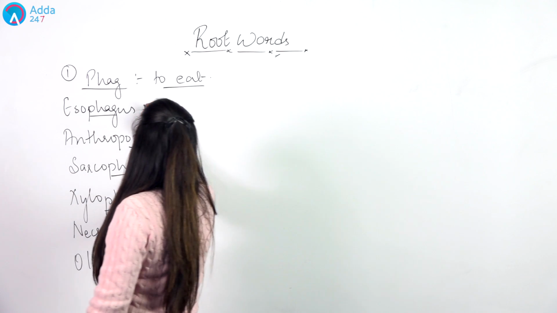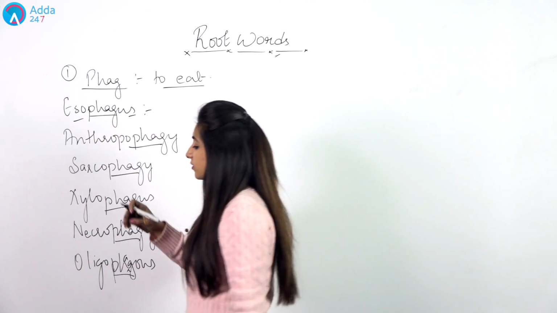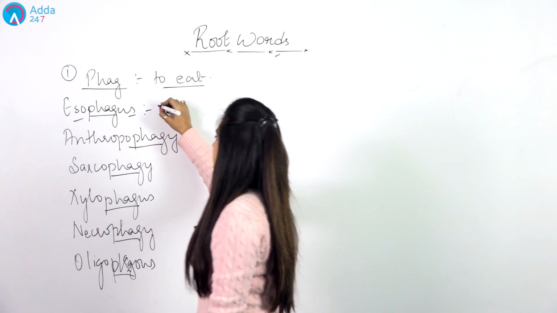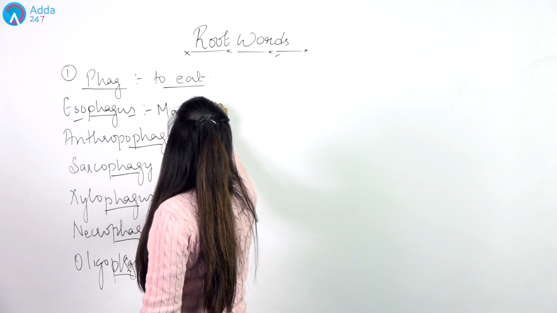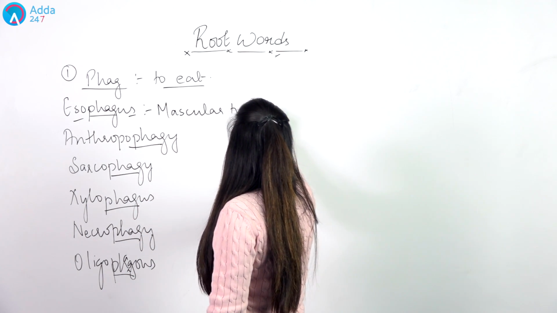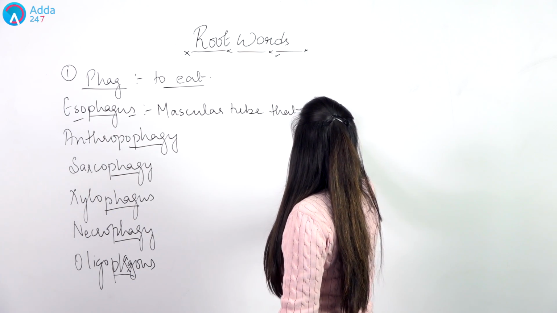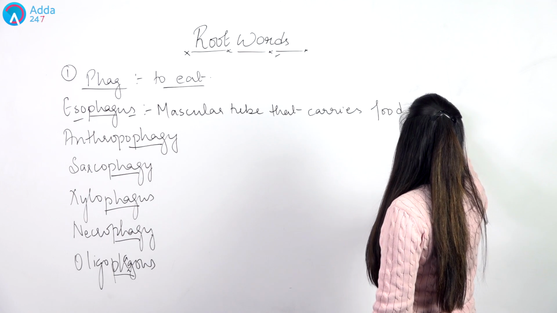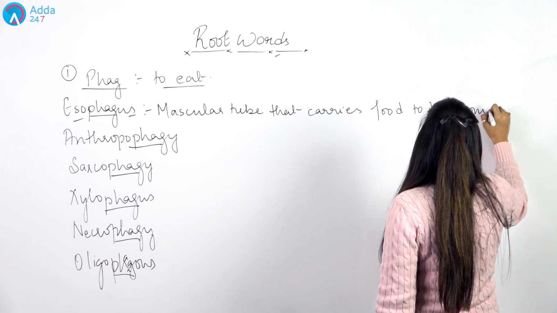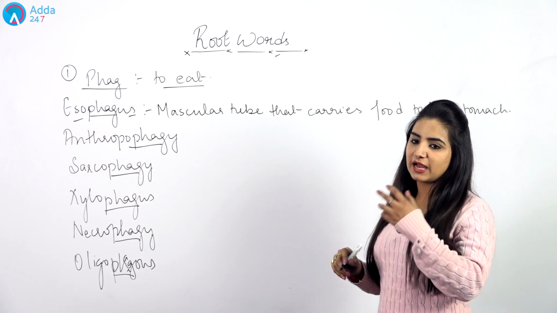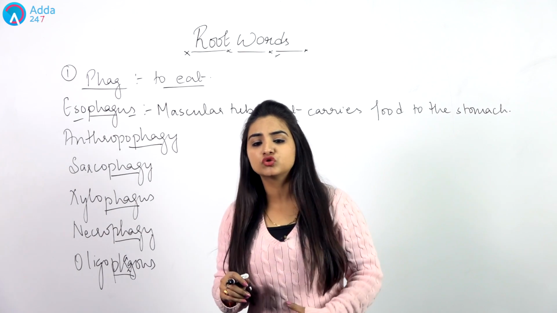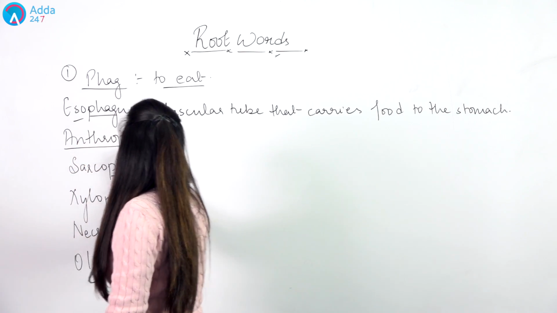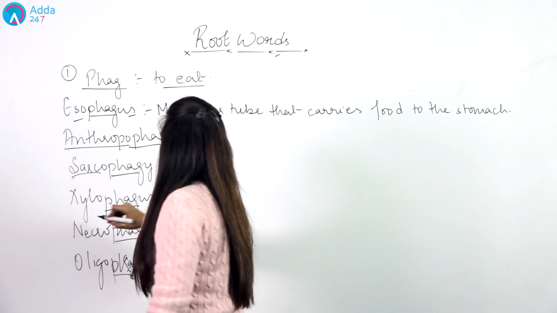For example, the first word is esophagus. I hope you're aware of this because it is present in our body. Esophagus is actually a muscular tube that carries food to the stomach. So the tube that helps us carry the food from our mouth to the stomach is what we mean by esophagus.